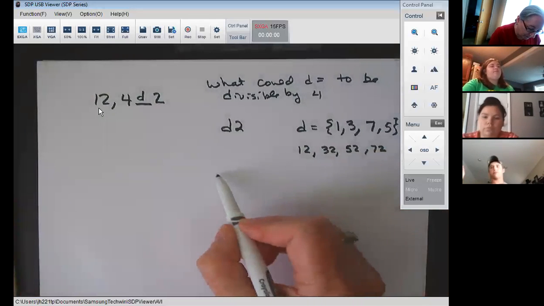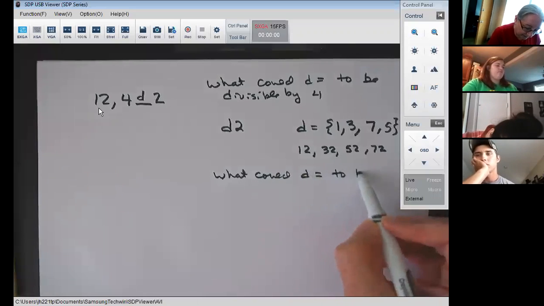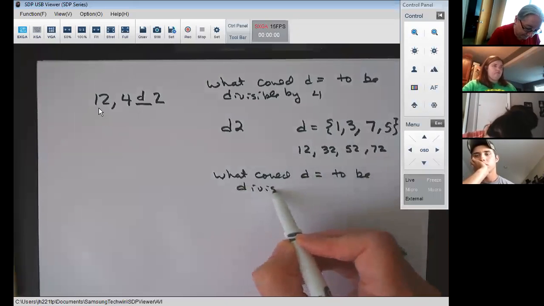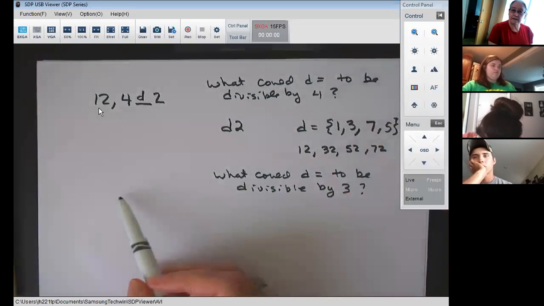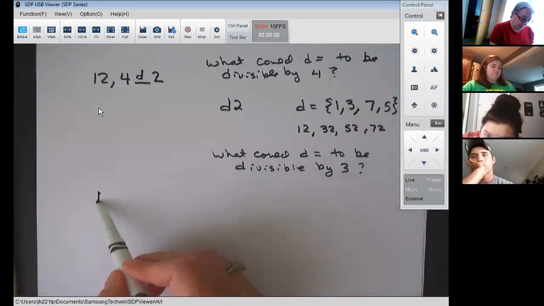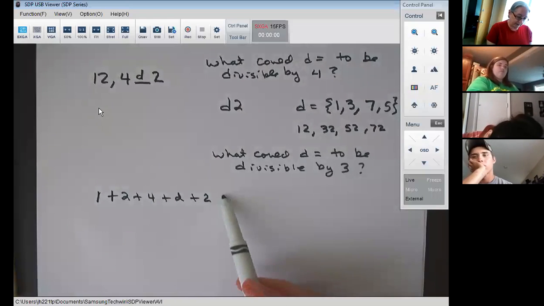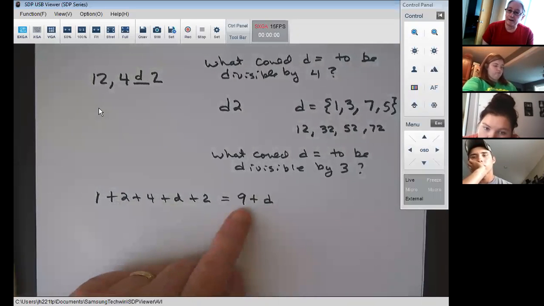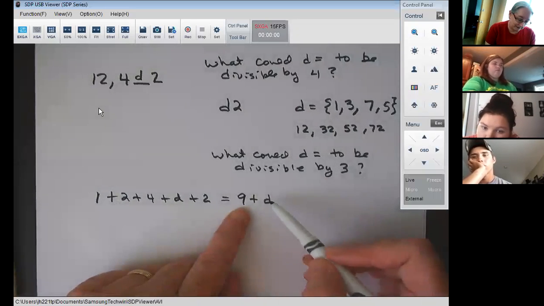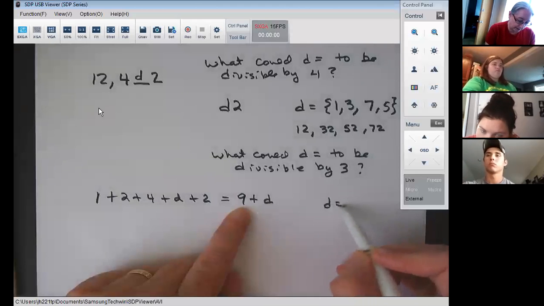Let's do one more. What could D equal to be divisible by 3? All right, well, in this case, we have to add up 1 plus 2 plus 4 plus D plus 2. So let's see what that gives us. That gives us 9 plus D. Oh, well, 9's divisible by 3. So what possibilities could we add to 9 to still have a number that's divisible by 3? So D could equal what?